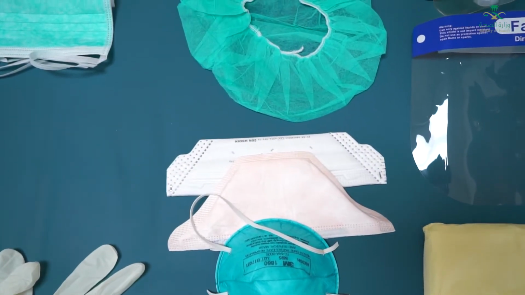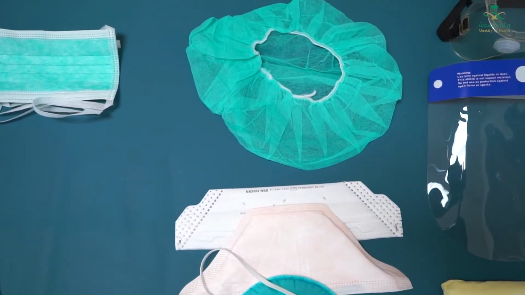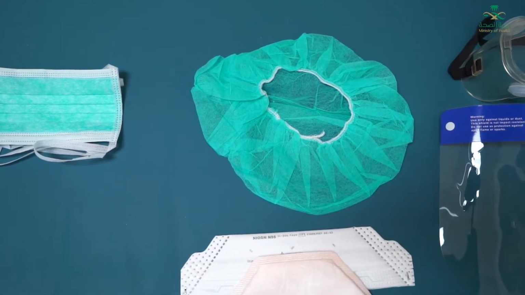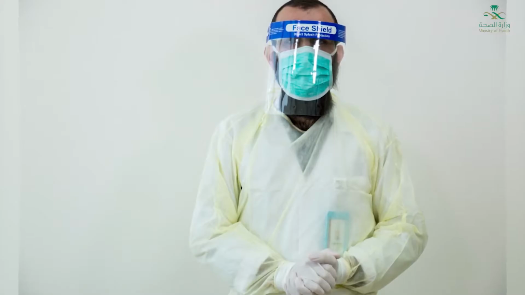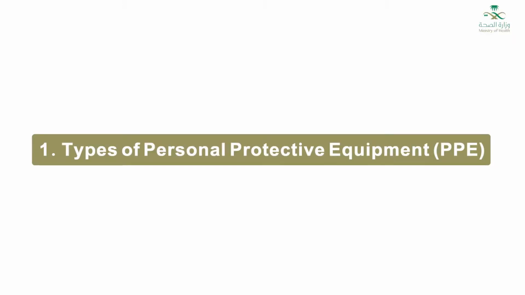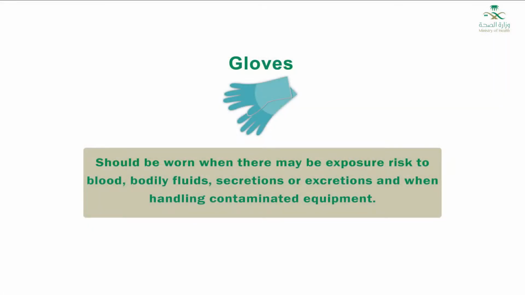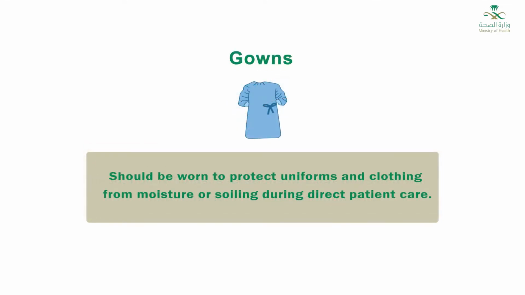Gloves, gowns, surgical masks, eye goggles, face shield and respirator masks are all examples of PPE that may be worn in the provision of healthcare. Types of personal protective equipment, or PPE. Gloves should be worn when there may be exposure to blood, bodily fluids, secretions, or excretions, and when handling contaminated equipment. Aprons and gowns should be worn to protect uniforms and clothing from moisture or soiling during direct patient care.